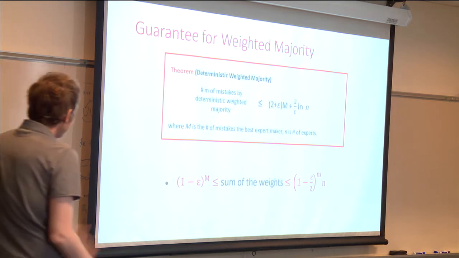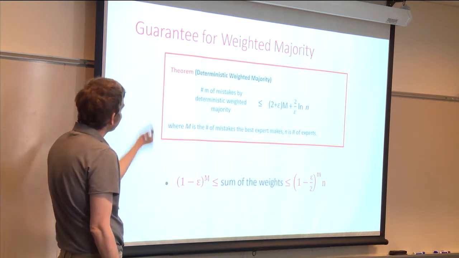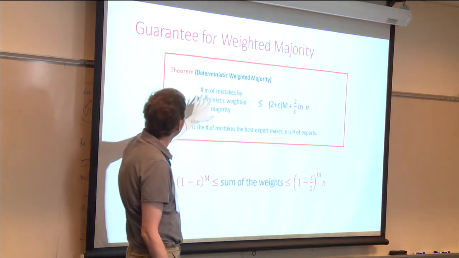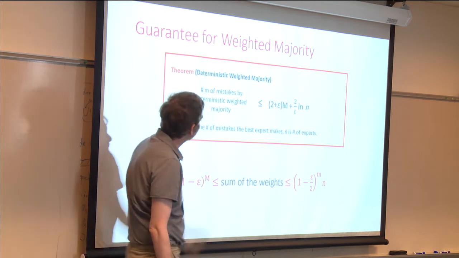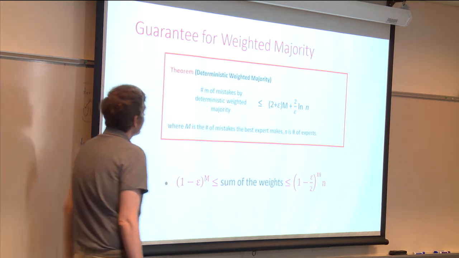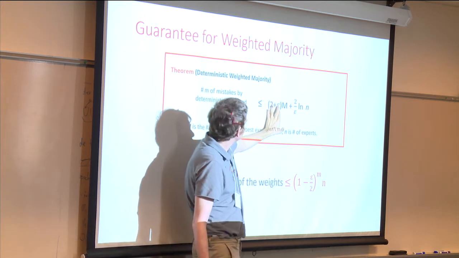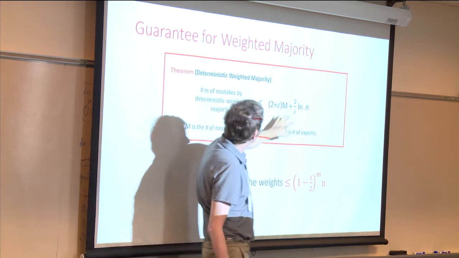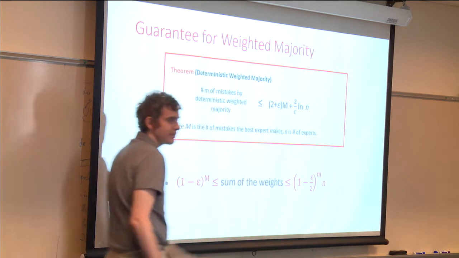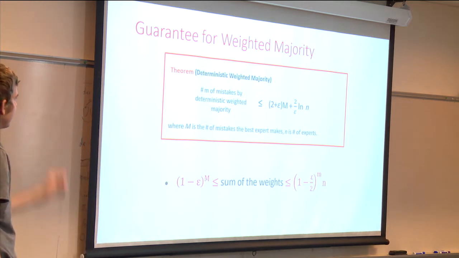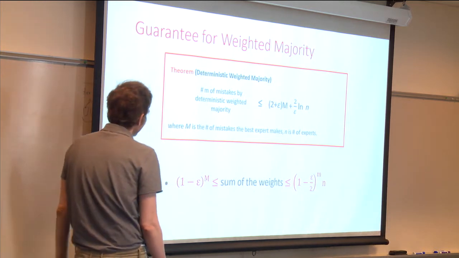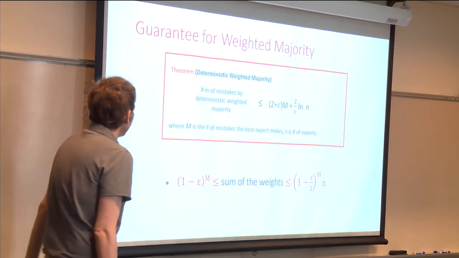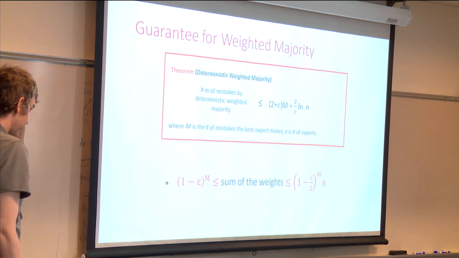And there's a standard guarantee for the weighted majority algorithm: the number little m of mistakes made by this algorithm is at most 2 plus epsilon times capital M, the number of mistakes made by the best expert, plus 2 divided by epsilon times natural log of n. Again, epsilon is a parameter that you can adjust. But this deterministic algorithm will get at best a 2 approximation. And the proof is a very short potential argument.